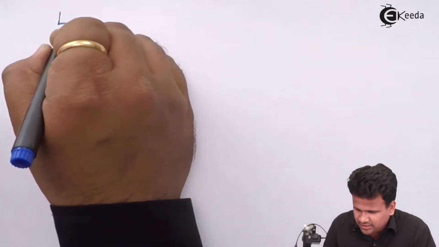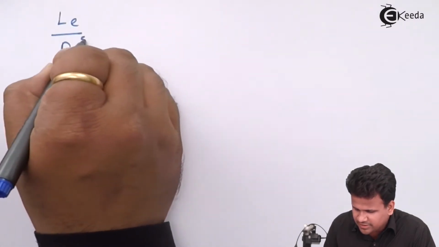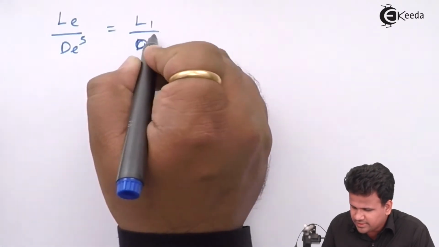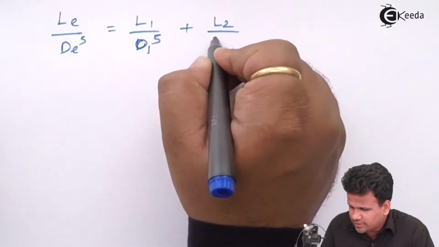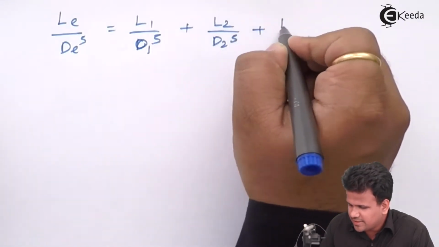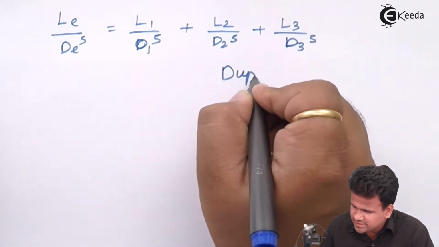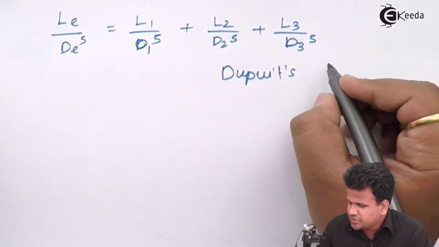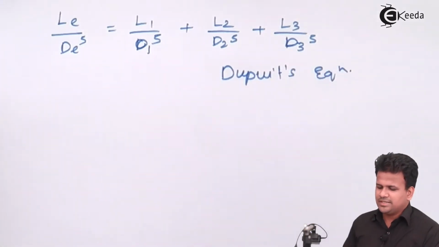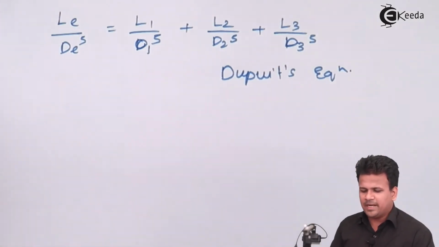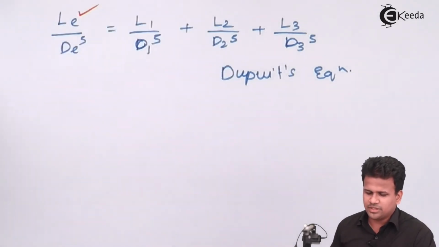We will be left with one equation which will consist of L equivalent upon D equivalent raised to 5 is equals to L1 upon D1 raised to 5 plus L2 upon D2 raised to 5 plus L3 upon D3 raised to 5. This equation is called as Dupuit's equation. So this can be used for replacing a compound pipe by an equivalent pipe when connected in series.